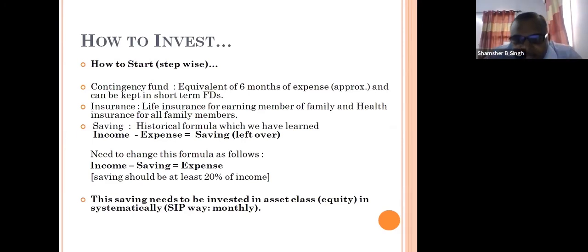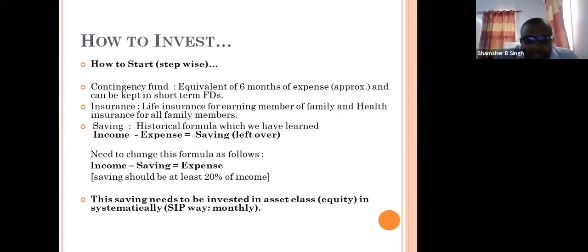The objective of this fund is, just in case I get sick for a longer time, or I lose my job due to some reason, like situations such as COVID. In those situations, I'll have a 6 months corpus to navigate my time, so that I don't have to touch my investment. This fund will be used where I am not able to work for some time, or I lose my job. For that, we need a contingency fund. The first thing is, a contingency fund equivalent to 6 months of monthly expenses needs to be kept as a short-term FD or in the bank account.